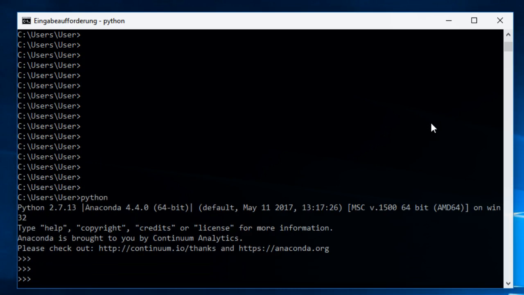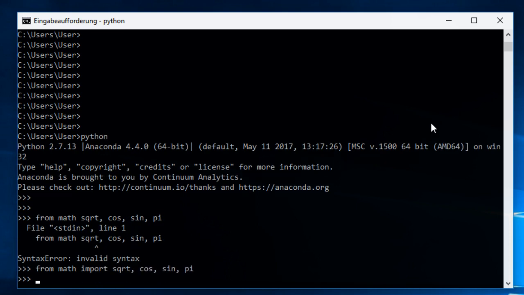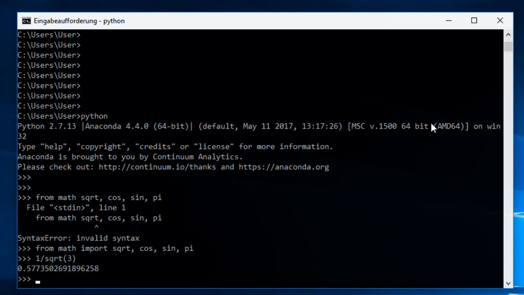Firstly, we're going to need some modules. So from the math library, we're going to import square root, cosine, sine, and pi. And I forgot import. And now we can actually check, what is 1 over the square root of 3. And that's this number.